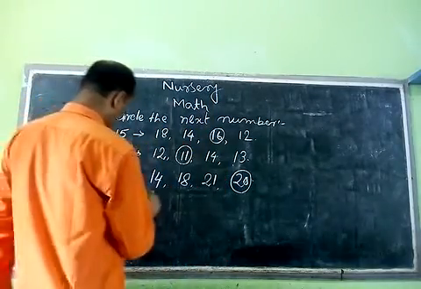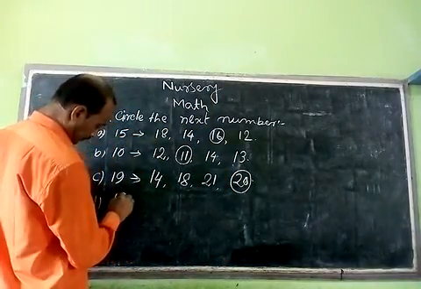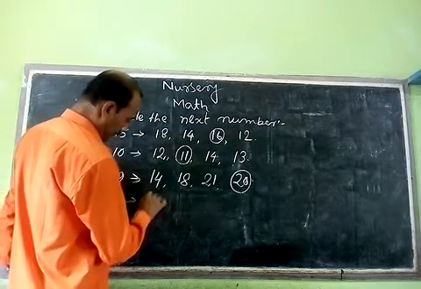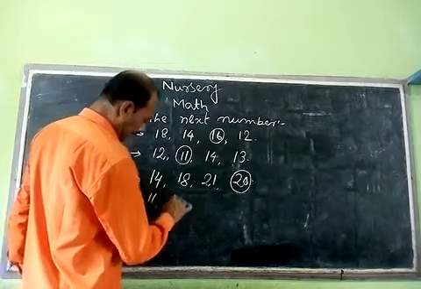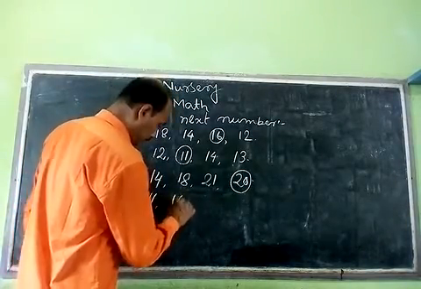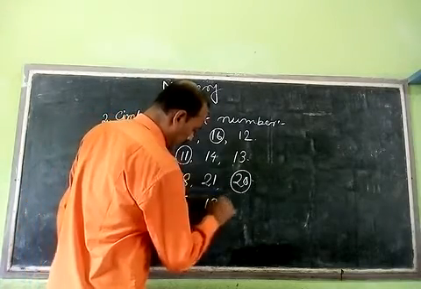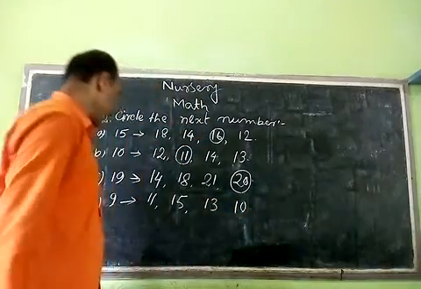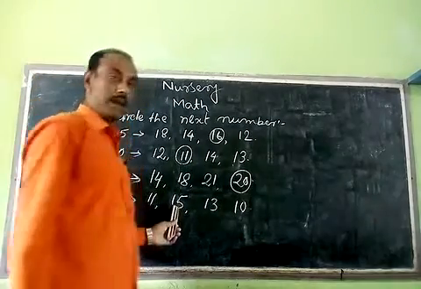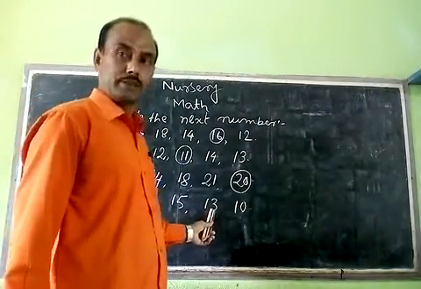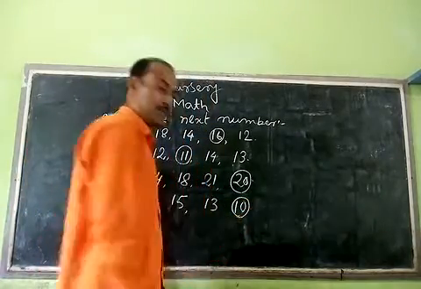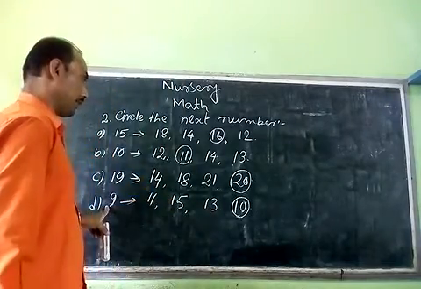D. Nine, 11, 10, 15, 13, 10. What is the next number of 9? 11? No. 15? No. 13? No. 10? Yes. 10 comes after 9.